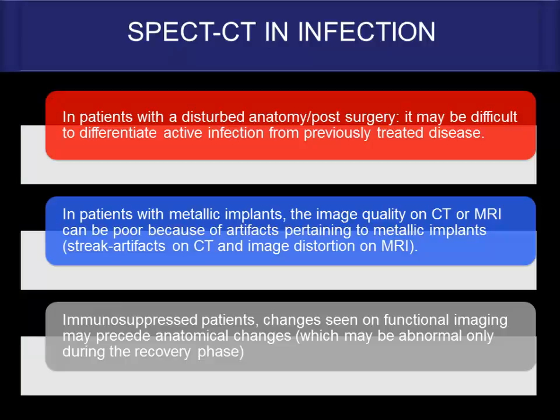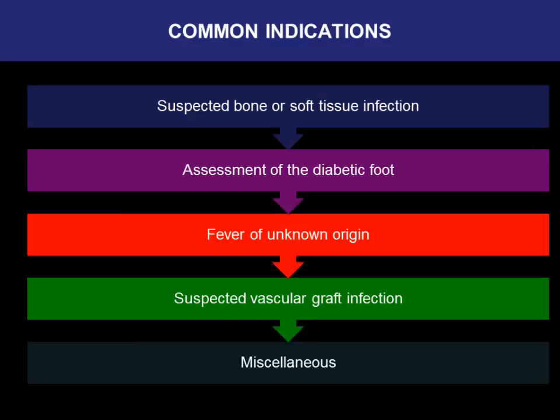And in patients with metallic implants, the image quality on the CT or MR can be relatively poor because of artifacts due to the metallic implants. In immunosuppressed patients, changes seen on the functional imaging may not represent what we see on the anatomical imaging, which may be abnormal only during the recovery phase. So the common indications we do SPECT-CT for are a suspected bone or soft tissue infection, and if they want to differentiate soft tissue from bone infection.